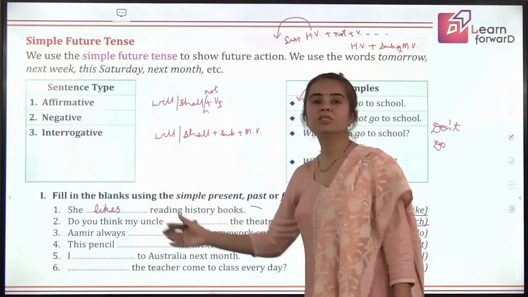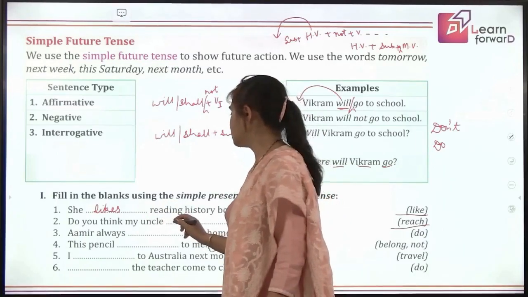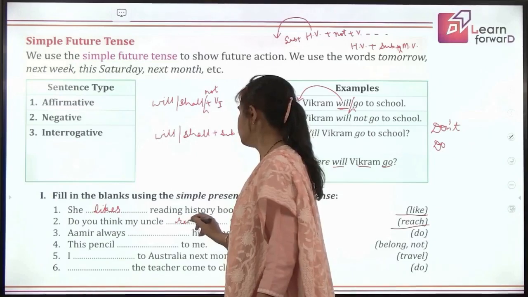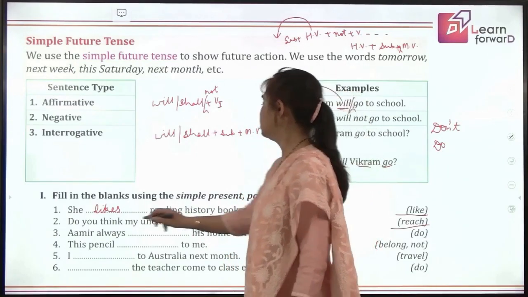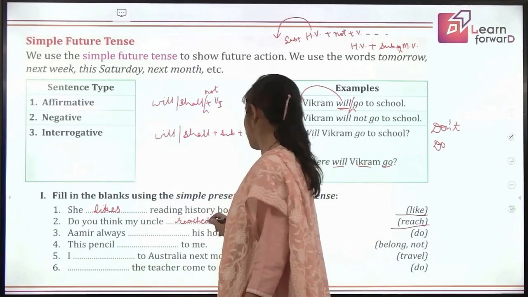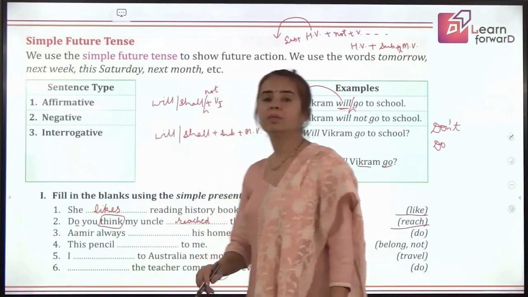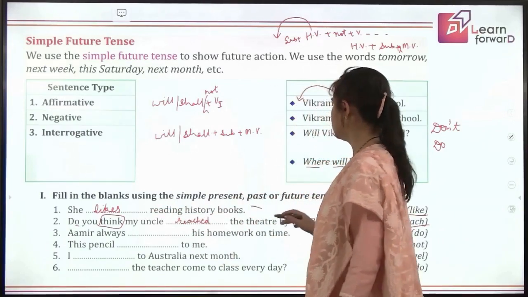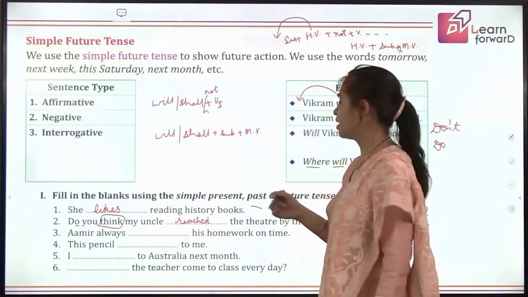Next. Do you think my uncle dash the theater by then? Reach. Do is present tense. Also in interrogative sentences, we use the first form, the root form only, whether it is present or past. So, do you think my uncle reached? It will be past tense. Do you think, this is the verb which is going in present tense, but then it is, do you think my uncle reached the theater by then? That means by that time. So we are talking about past tense.